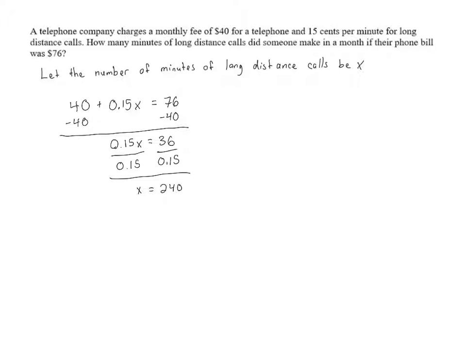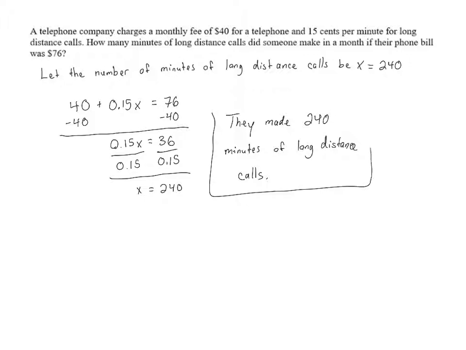So we know that x is 240, but x represented the number of minutes of long-distance calls. So we know that's going to be 240. And that's what they asked us to find. They asked how many minutes of long-distance calls did somebody make in the month. And so we can say they made 240 minutes of long-distance calls. And that's our answer.